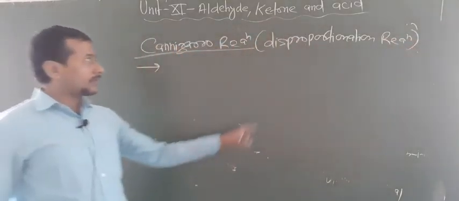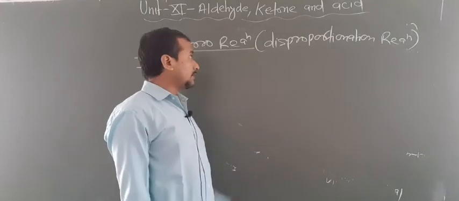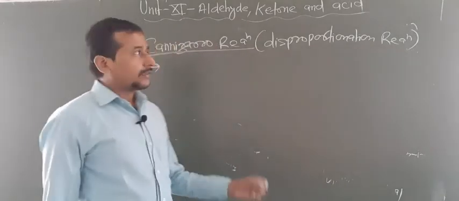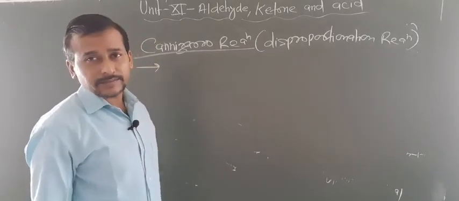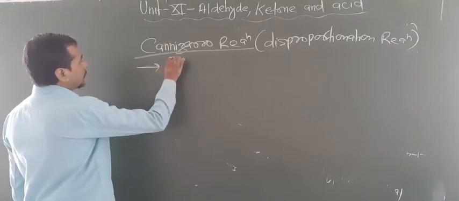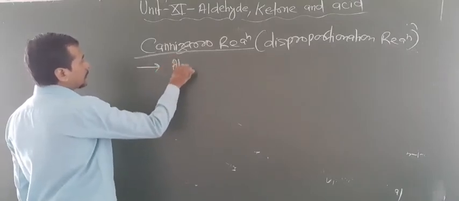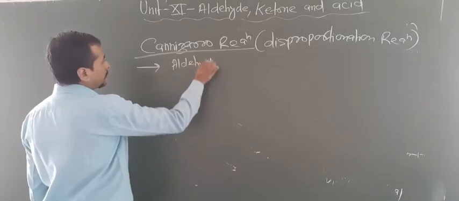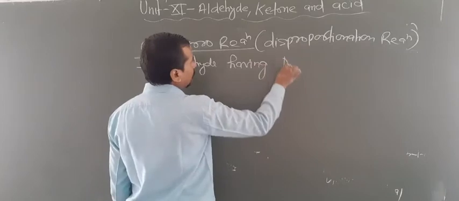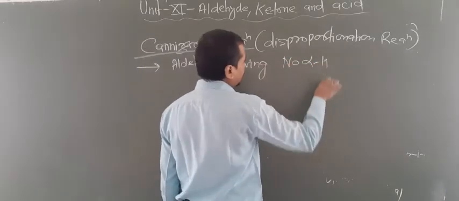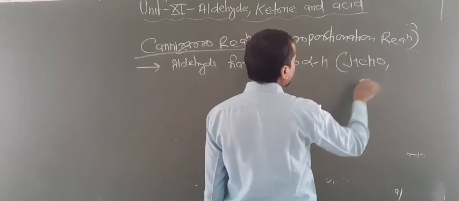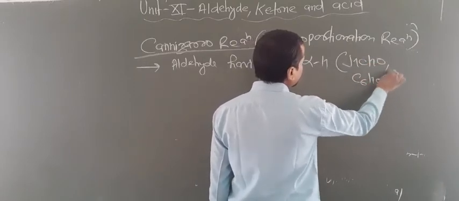About this I told you in oxidation redox reactions: in disproportionation, what happens? The same element oxidizes and reduces simultaneously. Now this reaction can be given by an aldehyde having no alpha H. For this you can take the example of formaldehyde and benzaldehyde.